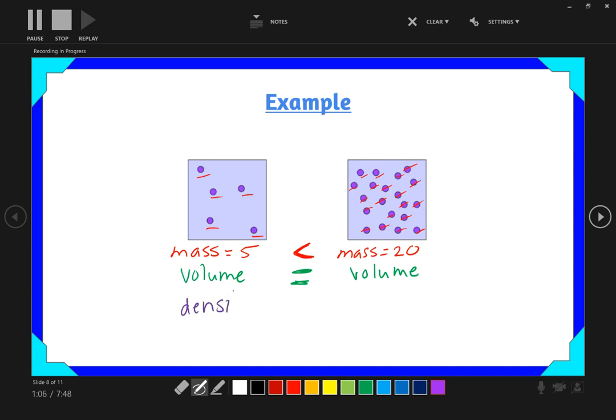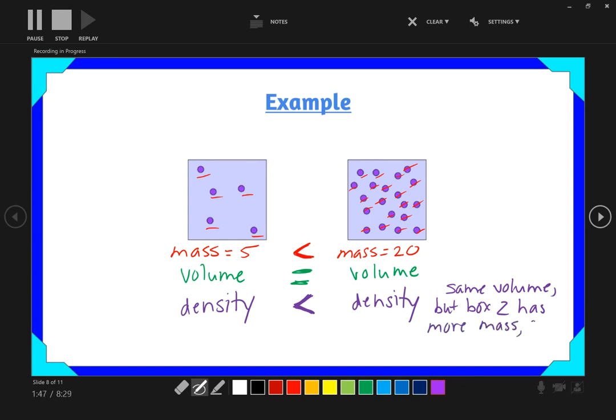So now let's take a look at the density. Okay, remember that density is represented by how close together your particles are. So which box, the first box or the second box, has the particles closer together? The second box. So the density is greater for the second box. Another way to look at that, right, you have the same volume, but box 2 has more mass, so it has more density.